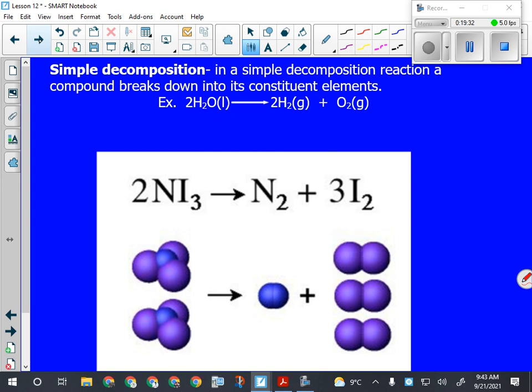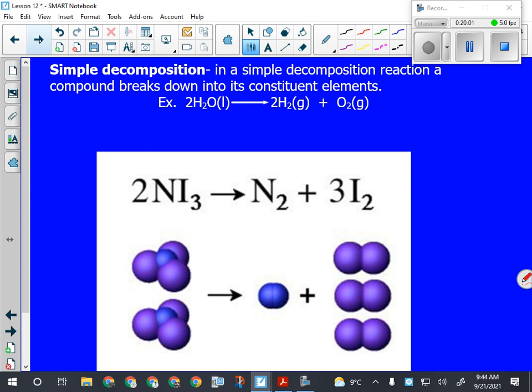The one we see here, this is also a decomposition reaction. We've got nitrogen triiodide, and it decomposes into nitrogen gas and iodine liquid. Liquid? No, solid. Solid. Okay. Everyone follow me on that one? Now, look at all the 2s. Both of these are special molecular elements.